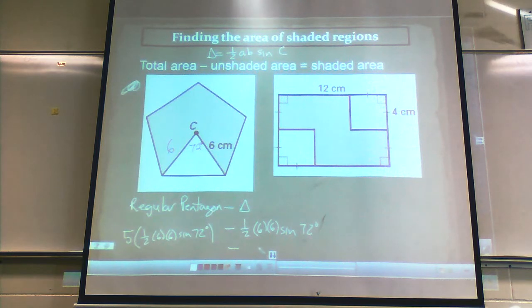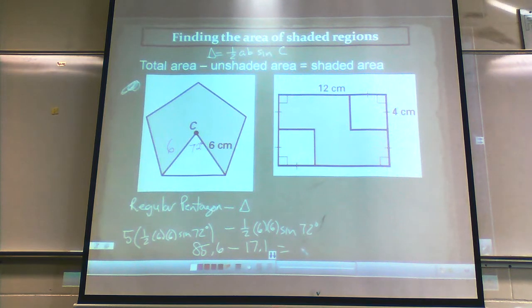18 times sine of 72 is 17.1. All the parentheses together on the left side is 17.119. That's this side, so just multiply that by 5. Times 5 is 85.595. So if I subtract those, or I could have just done 17.1 times 4.